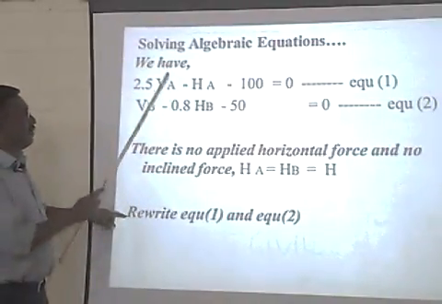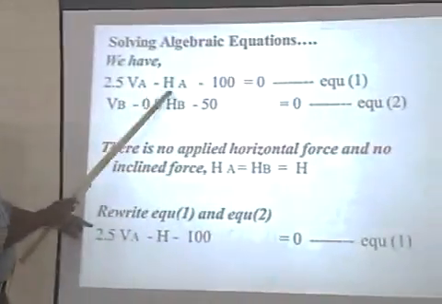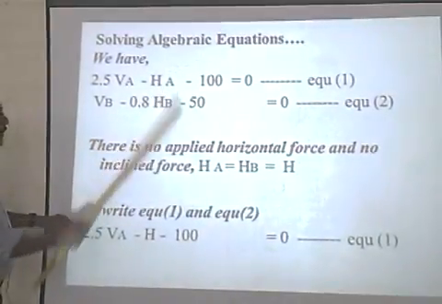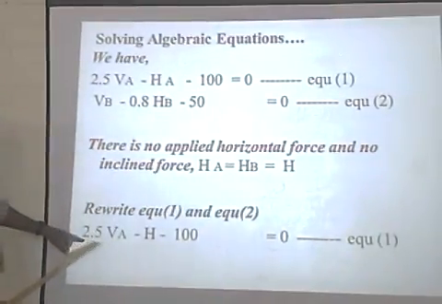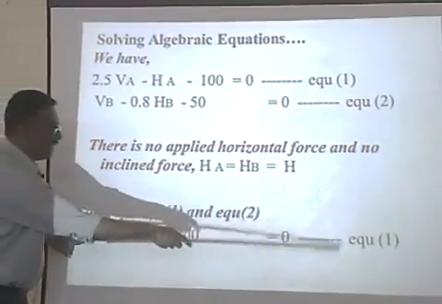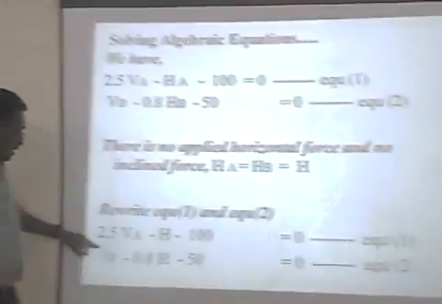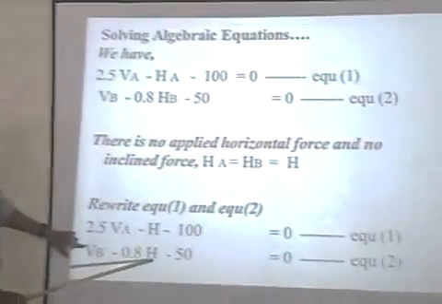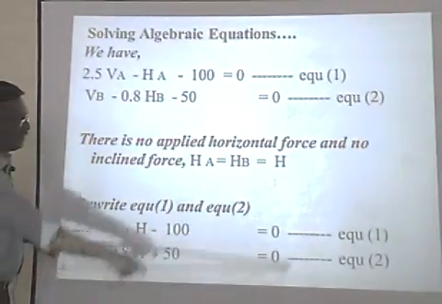Now rewriting equations 1 and 2 and replacing HA with H and HB also with H, we will be having 2.5 VA minus H minus 100 is equal to 0. This is the new equation 1. And VB minus 0.8 H minus 50 is equal to 0. That is equation number 2.